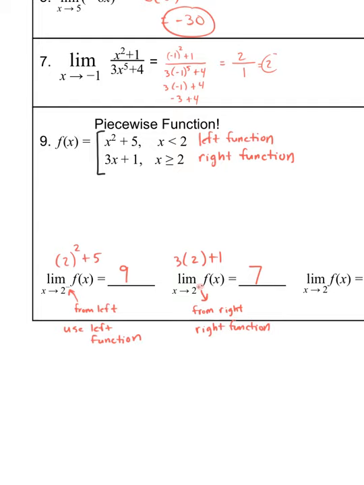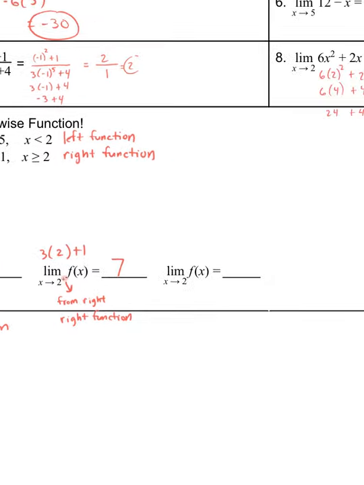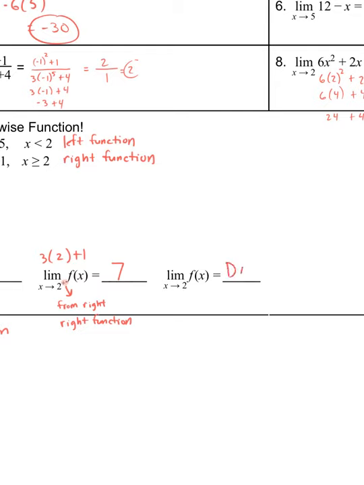Okay, now the left limit is 9. The right limit is 7. So what is the limit as x approaches plain old 2? Well, the left and the right are different, so that is D and E. All right, the left limit is not equal to the right limit.